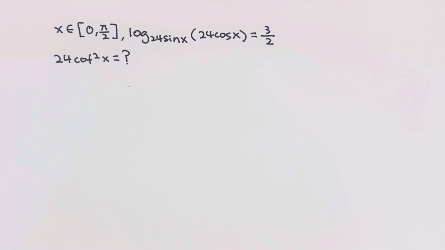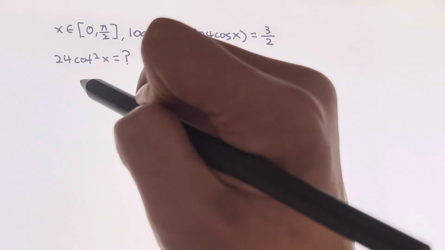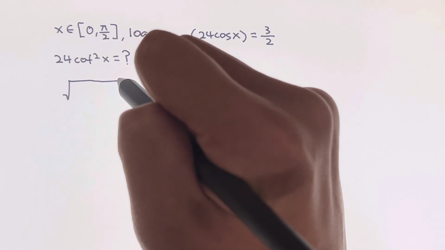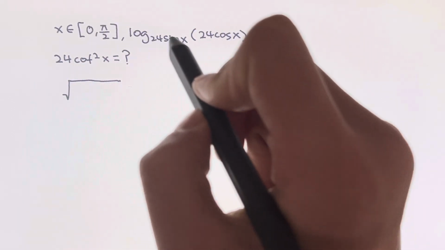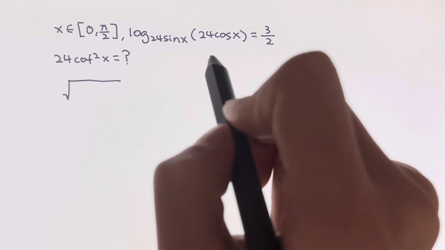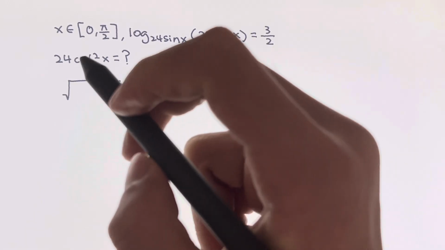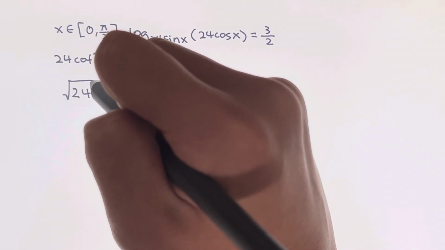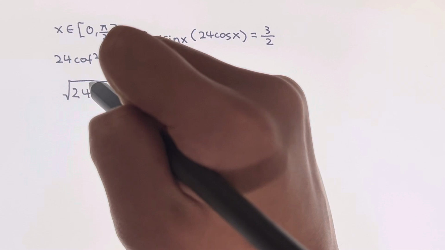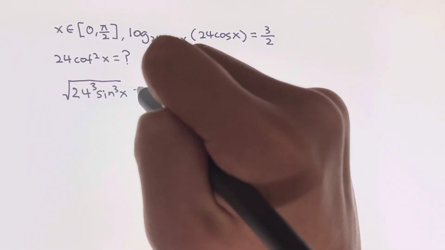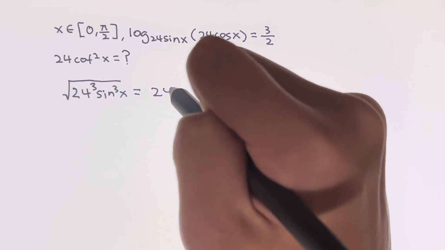To do this problem, first of all, we can rewrite the given expression. We can change it from the log form to exponent form. So this will be given as 24 sine of x cubed would equal 24 cosine of x.